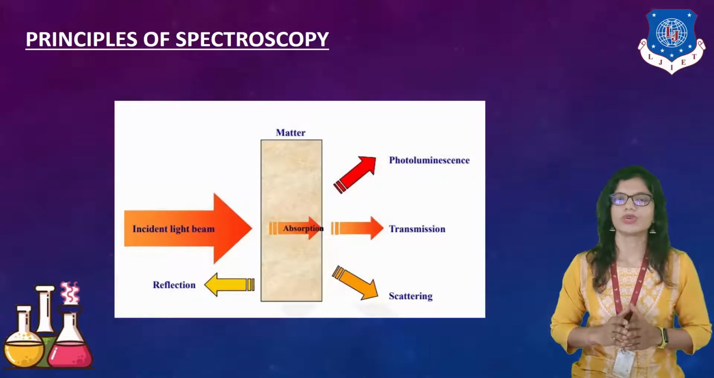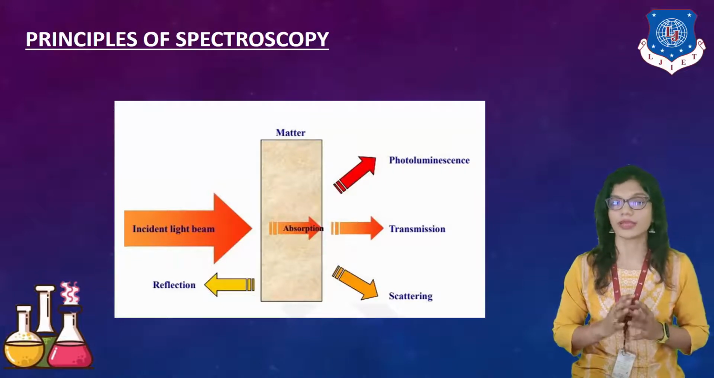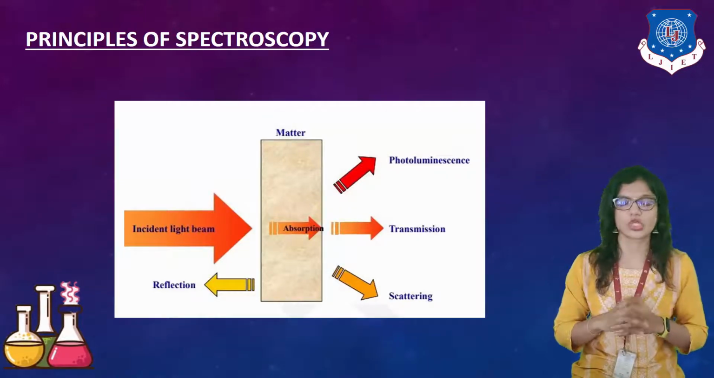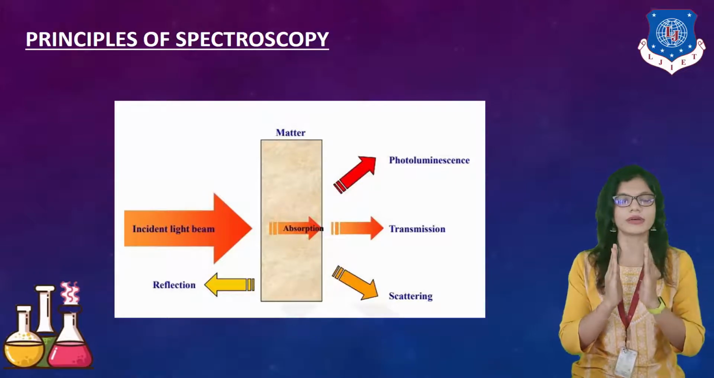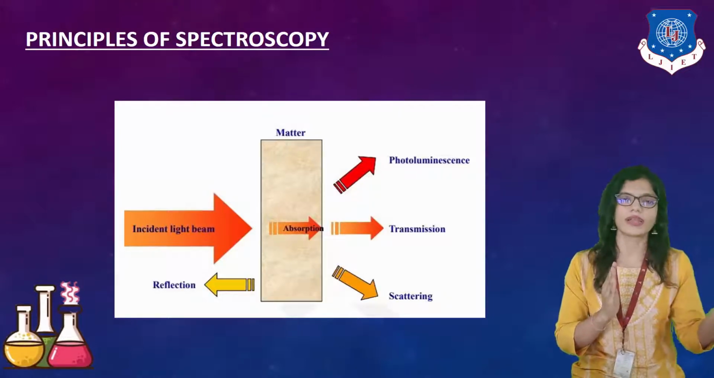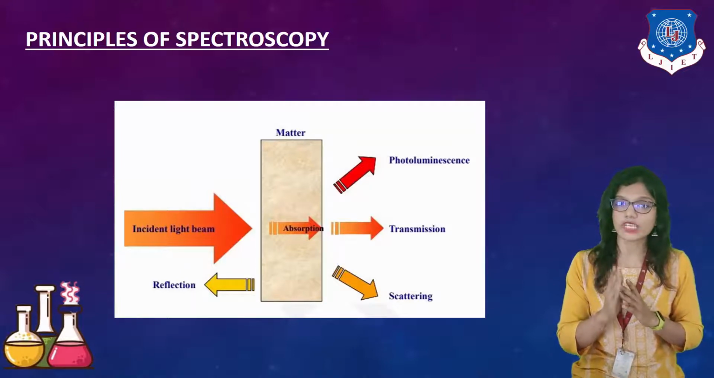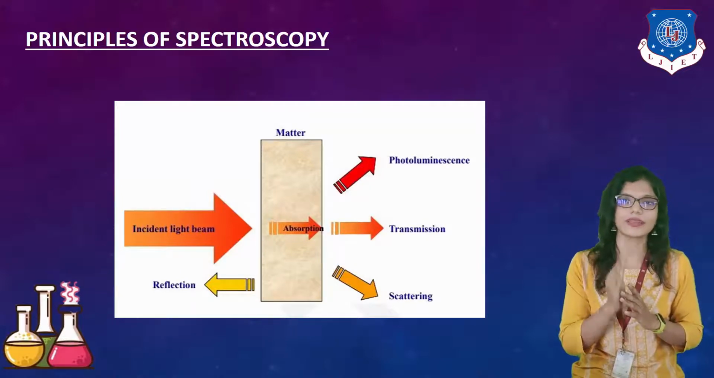So when we talk about the principle of spectroscopy, we need to understand the phenomena which are involved in it. Here, the phenomena are determined depending upon their absorption, depending upon their interaction. So what will happen here? As you can see in the image, we have a sample, a matter contained in a sample tube. On that, we will incident a light beam of a specific electromagnetic region, right?